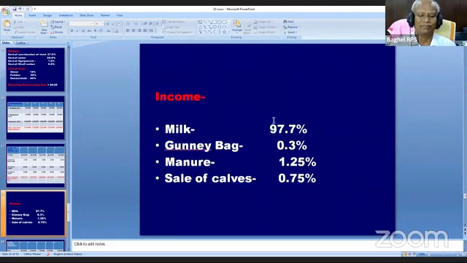Whatever the income you are getting in the farm, please realize, the main income is because of milk only, around 97%. So the efficiency of milk production of the animal should be very high. Gunny bag income is very less. Manure is also comparatively much less. Sale of crops is also much less. So the major amount of income is from the milk. No doubt, these supplement to some extent.